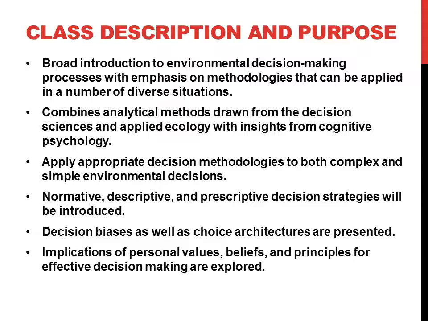And we're going to review different types of strategies that could be applied in each situation. We're going to look at normative, descriptive, and prescriptive decision strategies. And we're also going to look at the biases that affect those strategies, as well as something called choice architectures, how to design choices so that people make better environmental decisions. An important part of the class is exploring the implications of personal values, beliefs, and principles for effective decision making. And you'll have a chance at the end of the class to pull those together for yourself.